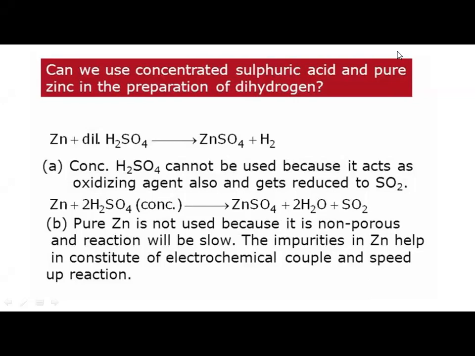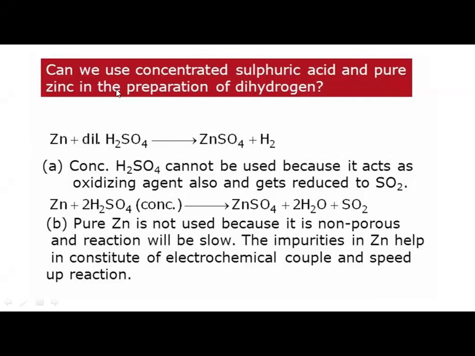So in the previous class we discussed the methods of preparation of hydrogen, and one of the methods was using metals like zinc with dilute sulfuric acid. When we use zinc with dilute sulfuric acid, this is the method of preparation of pure hydrogen. It gives zinc sulfate and hydrogen. Even magnesium can be used here.